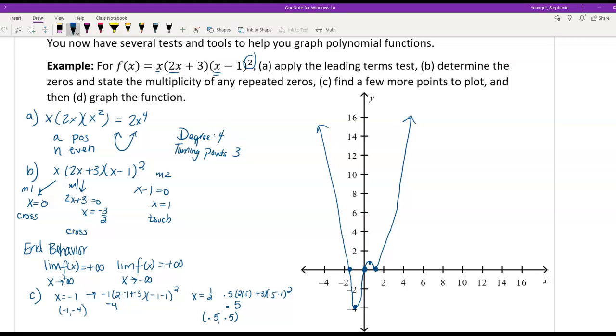All right, so I know that was a lot, and here's the thing. This does take practice. You really need to memorize and commit to memory the different end behaviors for even and odd functions, how the degrees and turning points all relate, especially with the zeros and the crossing and the touching. Make sure you're applying it.